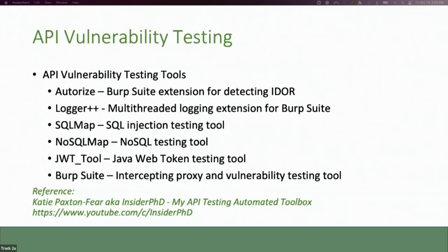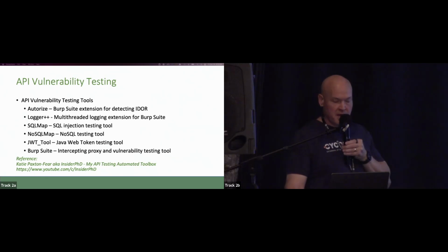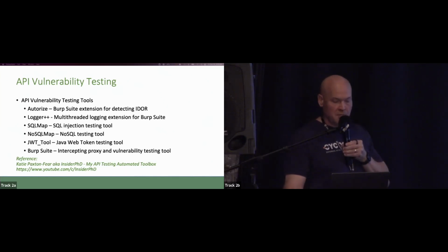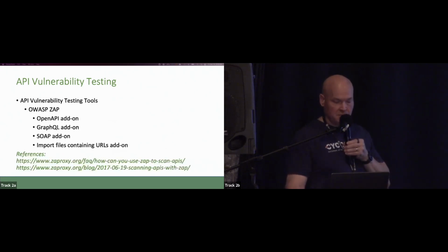And so for API vulnerability testing tools: Autorize, which is a Burp Suite extension for detecting IDOR, Logger++, a multi-threaded logging extension for Burp Suite, and SQLMap for your SQL injection vulnerability testing, and NoSQLMap for your NoSQL databases like MongoDB and that type of stuff. And also for your JSON web tokens, jwt_tool, and then Burp Suite using interception proxy and the vulnerability testing tools within that. And the URL also links back to that video of Katie's on YouTube.